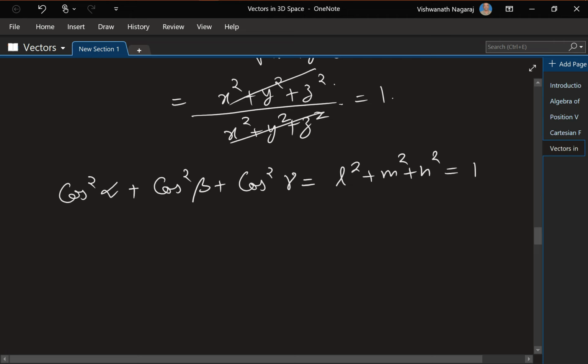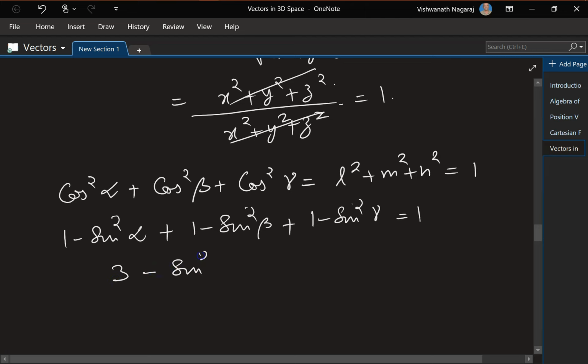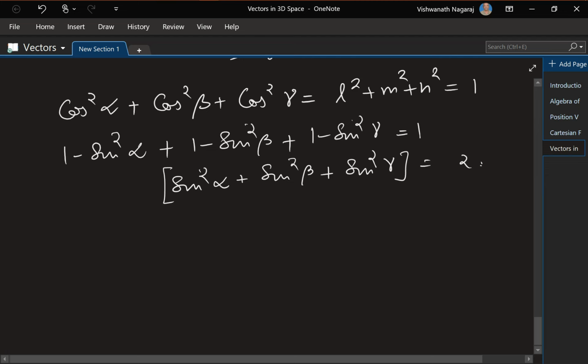Now if you want the same thing in sine form, what do you do? Straightforward, we know cos square is 1 minus sine square. Cos square beta is 1 minus sin square beta. Cos square gamma is 1 minus sin square gamma. L square, M square, N square remain the same, equal to 1. 1 plus 1 plus 1, 3. Right? So 3 minus sin square alpha plus sin square beta plus sin square gamma equal to 1. If we take this 3 to this side, minus 3. So this 1 minus 3 becomes minus 2. Minus minus gets cancelled. So sin square alpha plus sin square beta plus sin square gamma is equal to 2. Now that is direction cosines.